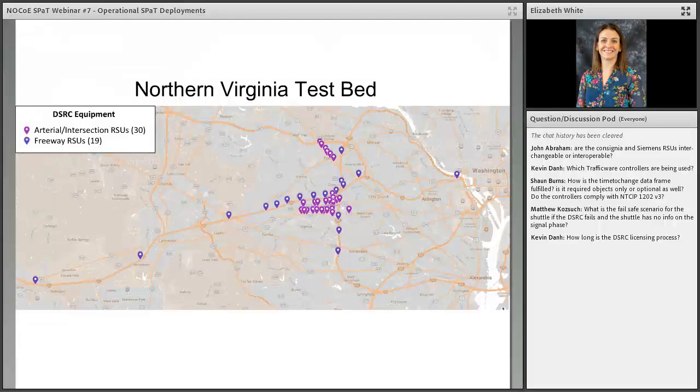And we specifically chose to deploy SPaT and MAP on this set of contiguous intersections so that people driving through the area could receive information from each intersection, and also so we can send data from those intersections to associated applications.